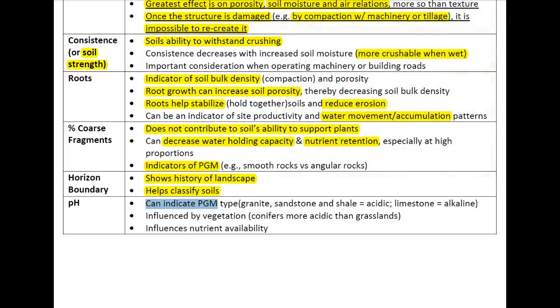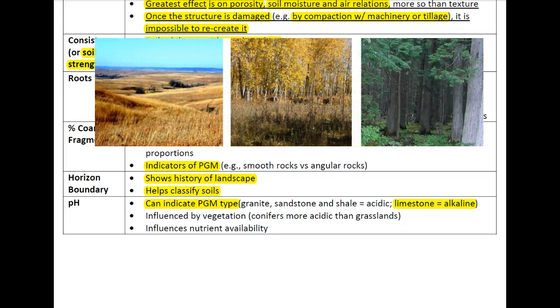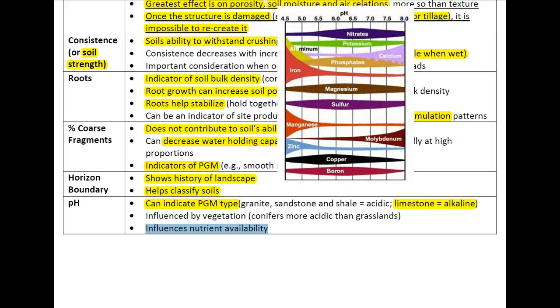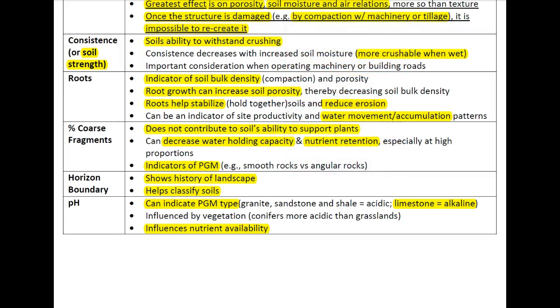pH can indicate parent geologic material types. Granite, sandstone, and shale are acidic. Limestone is alkaline. This is in the interior of the province. pH is influenced by vegetation, so more acidic with coniferous needles than in deciduous or grassland environments. And what's important to note is that pH influences nutrient availability, so different nutrients become mobile depending on the pH of the soil. That's it for now.